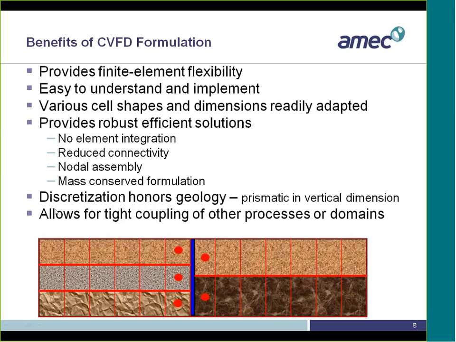CVFD formulation also allows you to have your discretization honor geology. MODFLOW-USG uses prismatic cells in the vertical dimension. So in that sense, it can honor geology as well. It allows for tight coupling of other processes or domains.